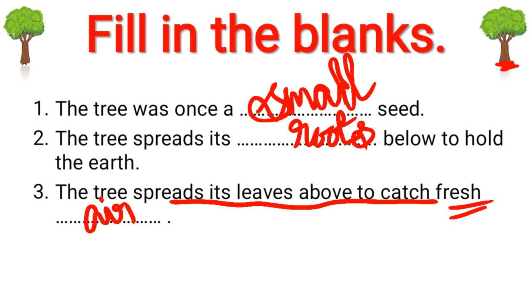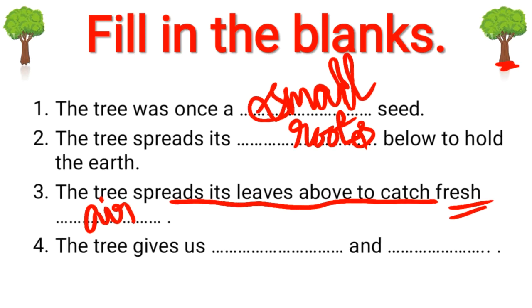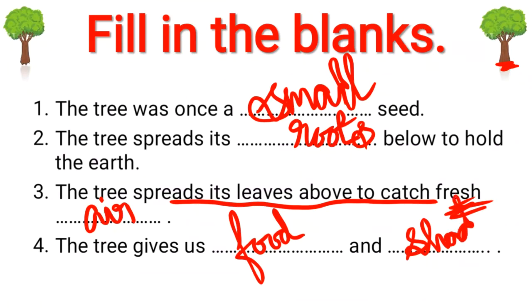Yes, children? And then the tree gives us food and shade. Yes, it shows how the trees are useful to us. What are the things they are giving? Yes, fresh air, and another two things, food and shade. So the first one is food and the next one is shade.